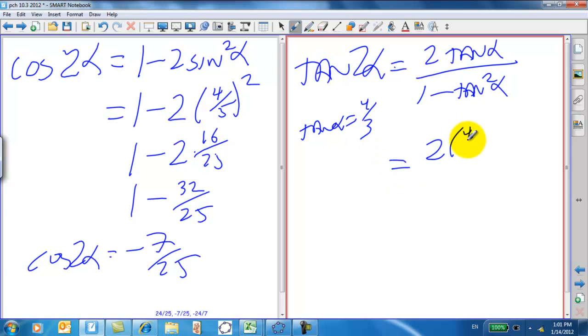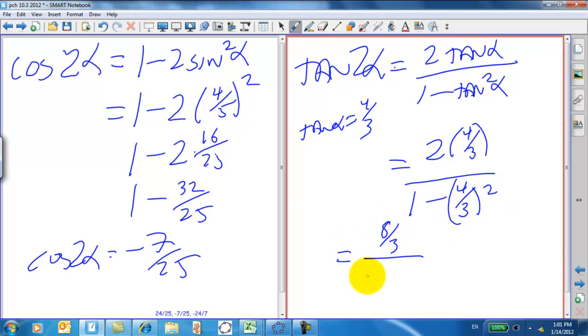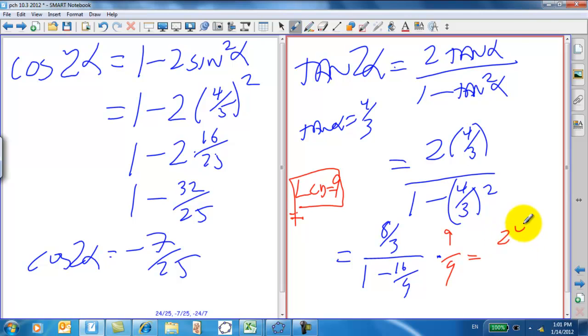2 times 4/3 over 1 minus 4/3 squared. 8/3 all over 1 minus 16/9. So let's use our LCD concept in a compound fraction here of 9. Multiply the numerator and denominator by 9 to get 24 over 9 minus 16, or 24 over negative 7, negative 24/7.